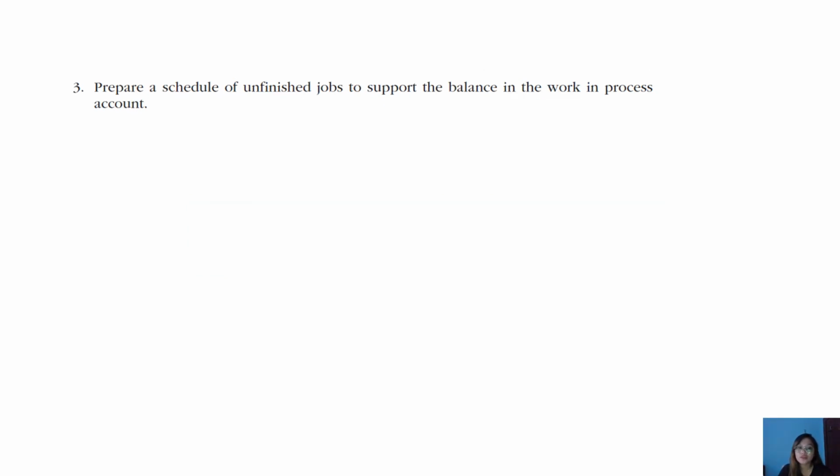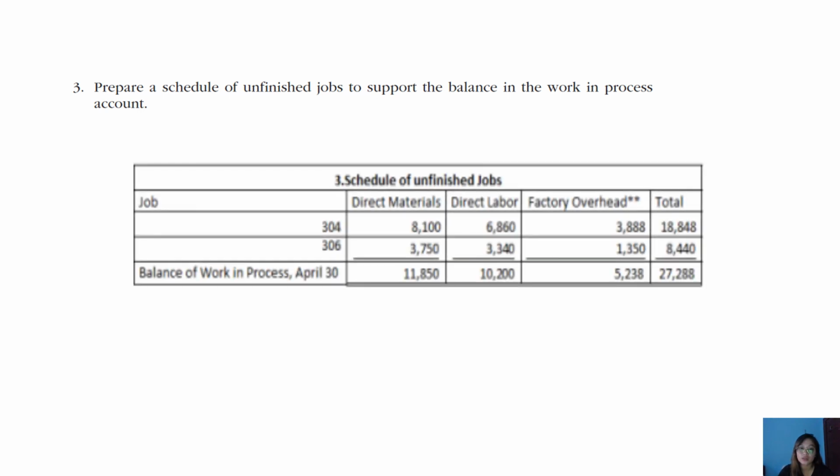Prepare a schedule for unfinished jobs to support the balance in the work in process. So what I remember, only job 304 and 306 are unfinished jobs. So this is the schedule for unfinished jobs. You just get the direct materials, the direct labor, and the factory overhead. So just add the direct materials for 304 and 306, also the direct labor and the factory overhead.